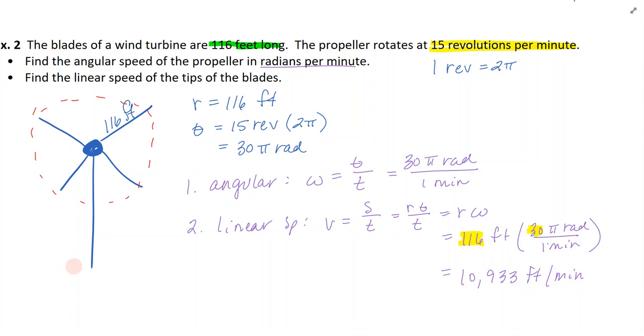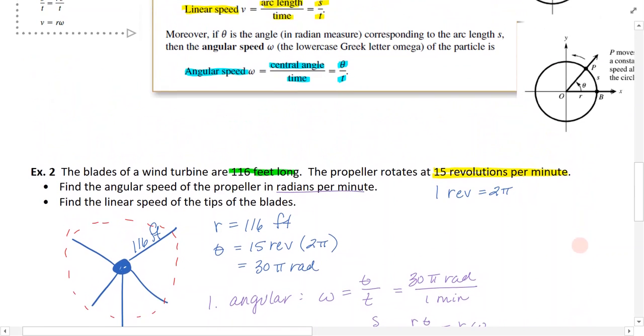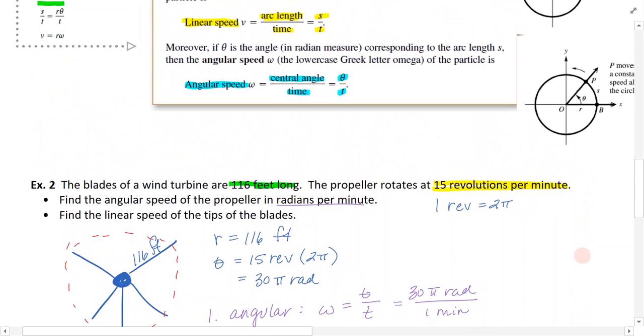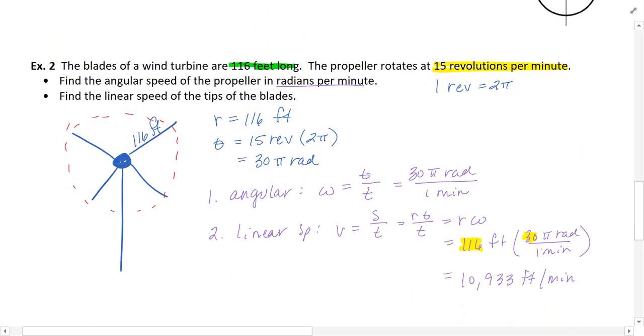So this is an example of using those formulas for both linear and angular speed, and you can see how we would walk through the steps. Don't forget that anytime you're dealing with theta in these radian formulas, you have to have theta in terms of radians. That's where most students make their mistakes.